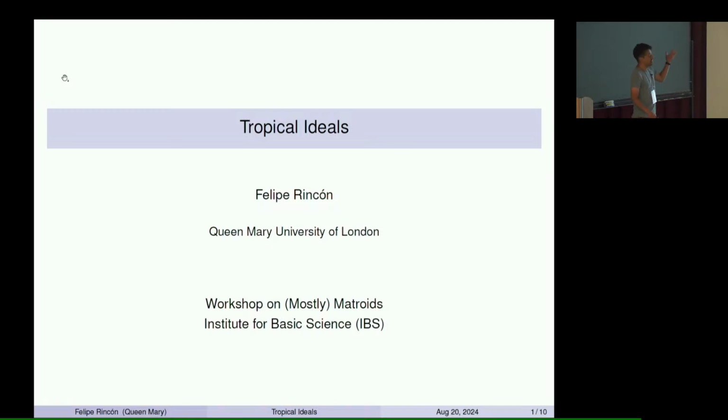And the plan is, I'll try to tell you a bit about tropical ideals, which are these combinatorial, very matroidal objects that kind of arise naturally in tropical geometry. And I'm not going to assume that you have heard of tropical geometry or know anything about tropical geometry. I'll just try to tell you the very matroidal picture that we get from tropical geometry, okay?